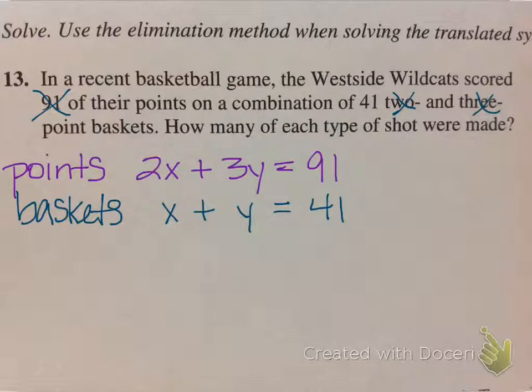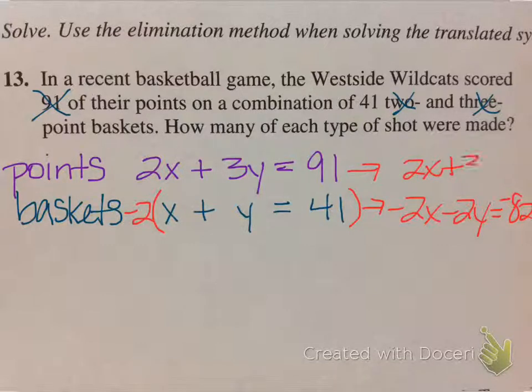Once you set it up, you can solve it by substitution, elimination, whichever method you want. Since we're looking at elimination, I'm just going to use that particular method. So I'm going to eliminate, I don't think it matters, how about my x's? Since I have 2x in the top equation, I would like for this equation to be negative 2x. So that's going to give me negative 2x minus 2y equals negative 82. If I bring over my top equation, 2x plus 3y equals 91. So there's my system. My x's eliminate.